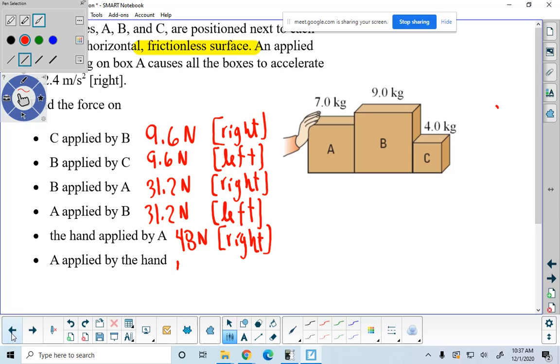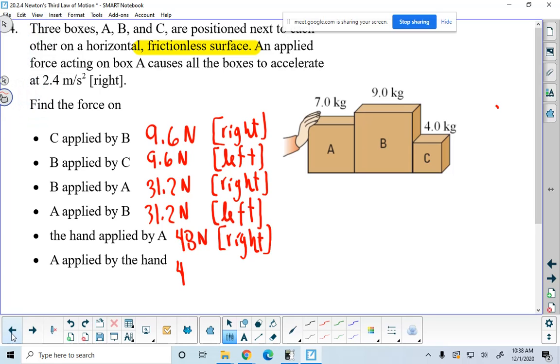which means that the force, just a second here, I might have reversed the order here. The force on the hand by A would be 48 newtons to the left. A pushes the hand backwards, and the force on A applied by the hand would be 48 newtons to the right.